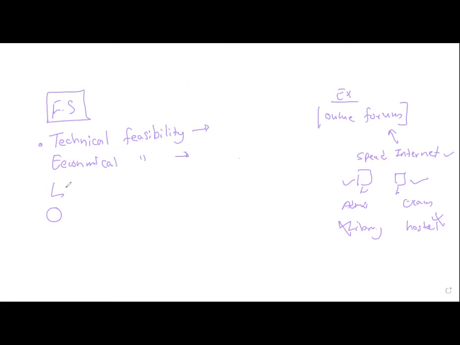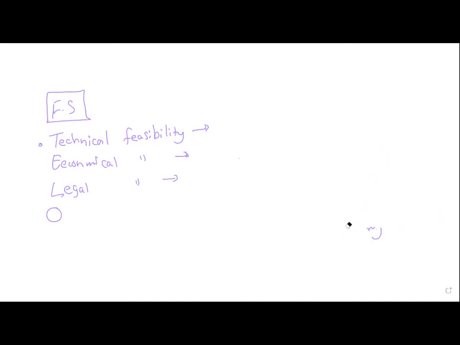Then the next one is legal feasibility. Sometimes, yes, technically you are able to do the thing. Economically you can do it because you have a lot of money. But legally, is it possible or not? So I am going to tell you another example for this legal side. Students, let's think of Sanasa Bank. There is a Sanasa bank. For example, at Kotte, the things are done manually.